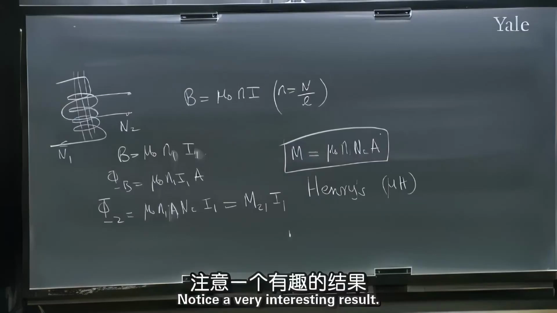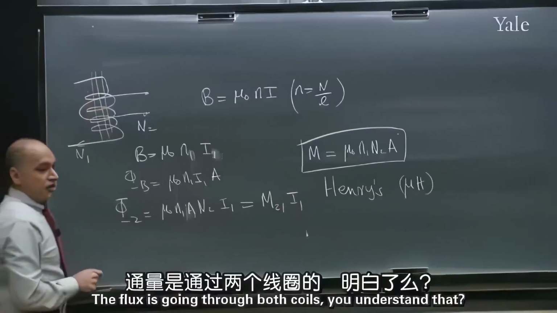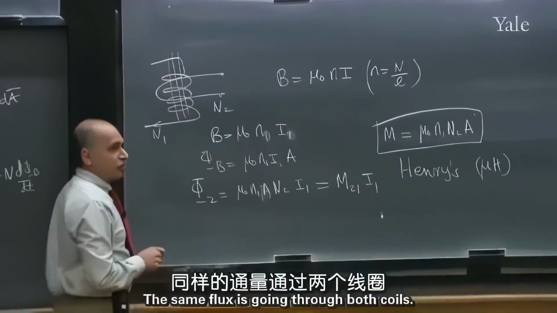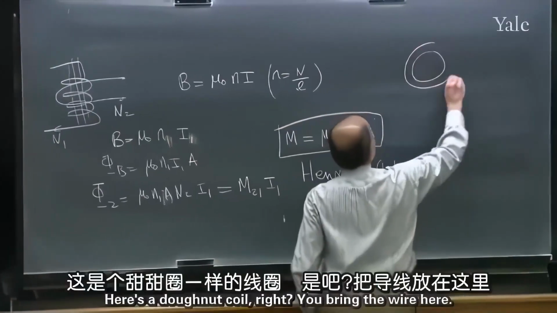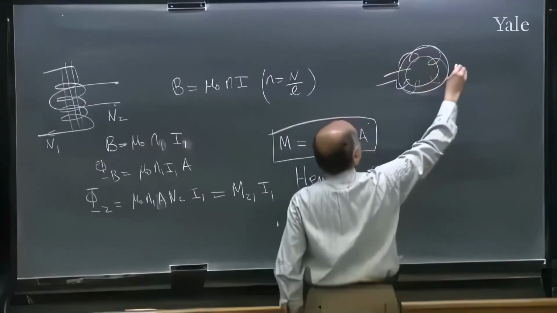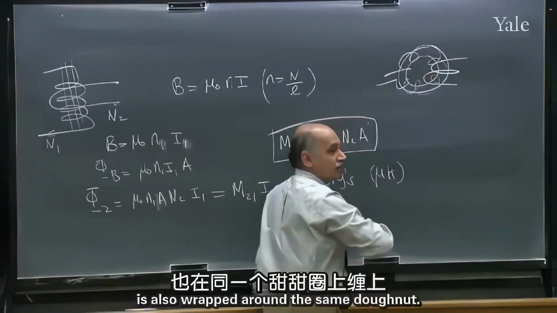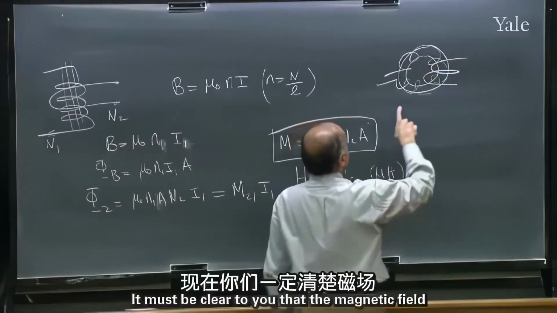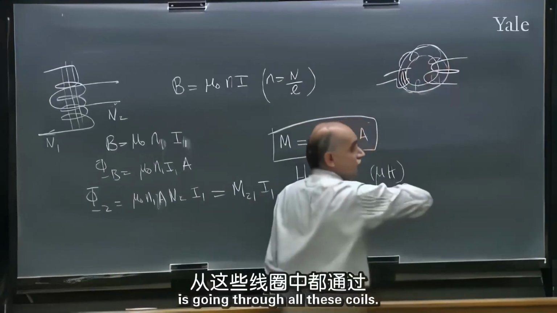Notice a very interesting result. The flux is going through both coils. You understand that? Same flux is going through both coils. Maybe you are happier if I drew the coil like this. Here's a donut coil, right? You bring the wire here. I told you how you can wrap it around many times. Then the other coil, the secondary coil, is also wrapped around the same donut. It must be clear to you that the magnetic field is going through all these coils.